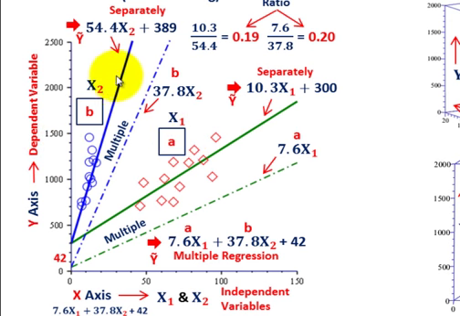Then we have our second line, shown by this blue upward sloping line. This is a separate regression, just taking our x2 independent variable and regressing it against our y dependent variable, and we come up with this equation: 54.4 times x2, whatever x2 value we have, plus a y-intercept of 389. So that's just looking at them separately to get an idea of what's going on.